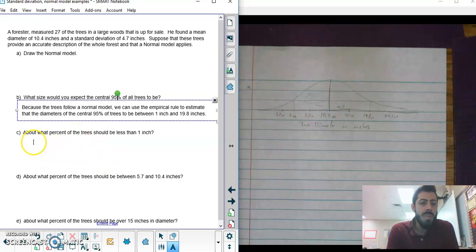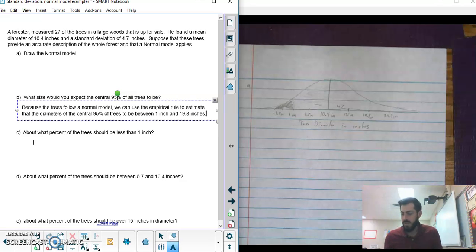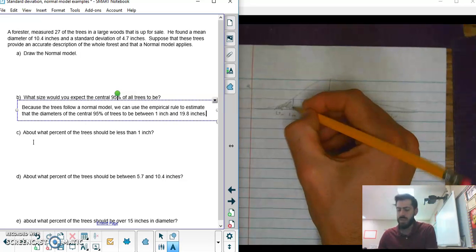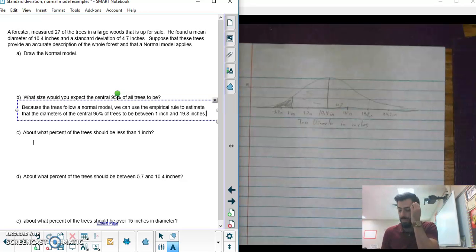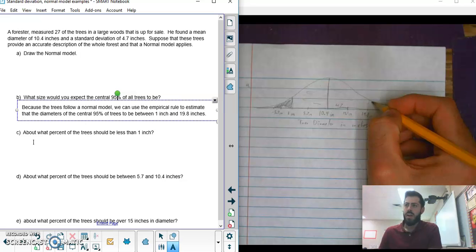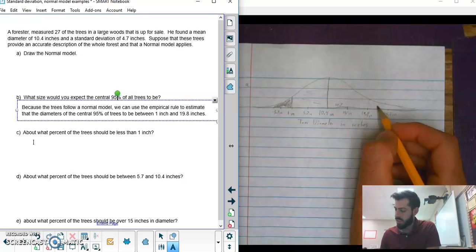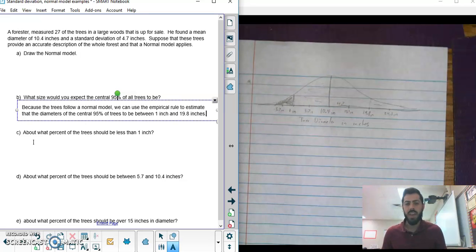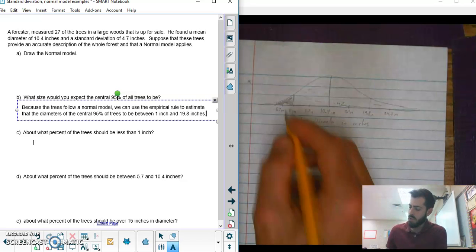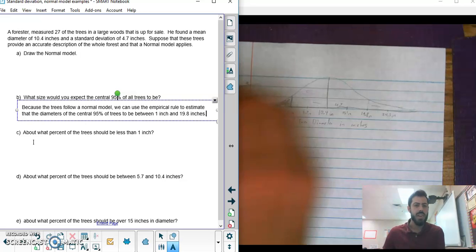All right, part C. About what percent of the trees should be less than 1 inch? So again, we have our normal model here. Less than 1 inch is less than this 2 standard deviations. So one way you could do it, based on the empirical rule, we know that this would be a central 95%, which means this tail here plus this tail here should add up to 5%, and they should also be evenly split, right? That means that this is half of 5%, or in other words, 2.5%.